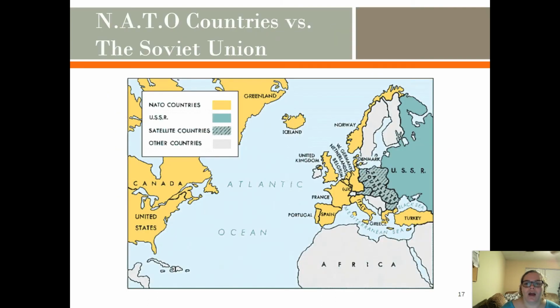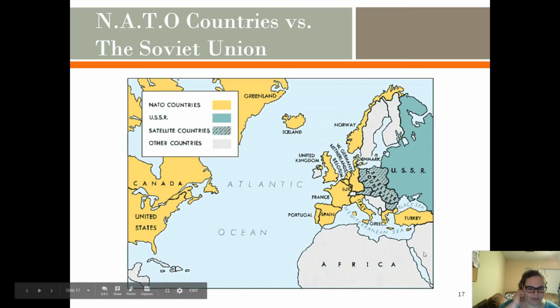Okay. So you've got NATO countries in yellow. Then you have the Soviet Union in the bright green. And then the satellite countries right here. What you see in yellow, those are all NATO countries. The green and then the green with the lines in it, that's the Warsaw Pact. And then what you see in gray was part of neither.